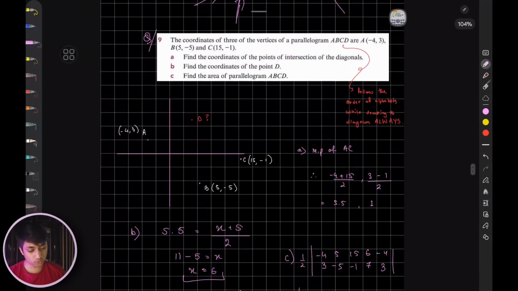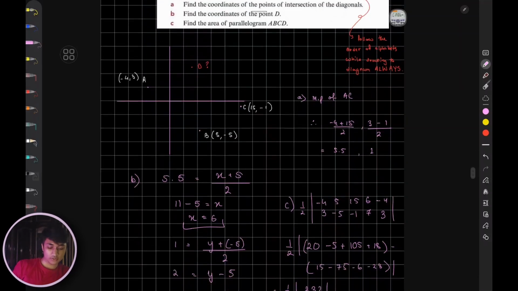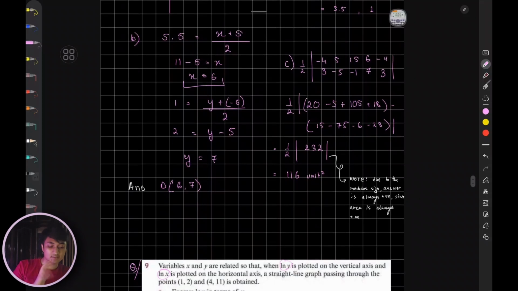What I really wanted to do was find the area. So they're asking you to find the area of the parallelogram ABCD. Okay. So in this case, let's again find the area.